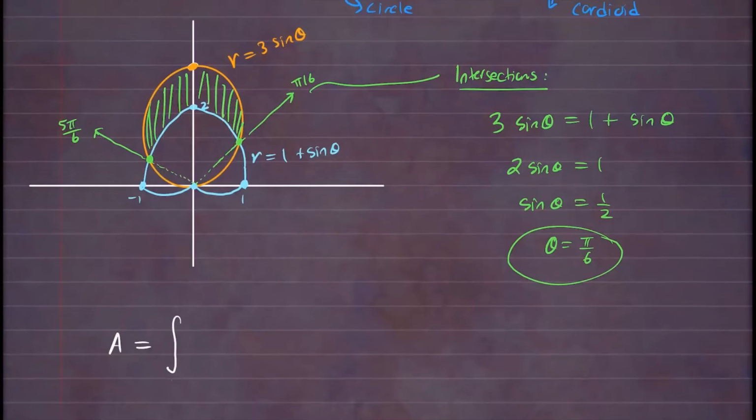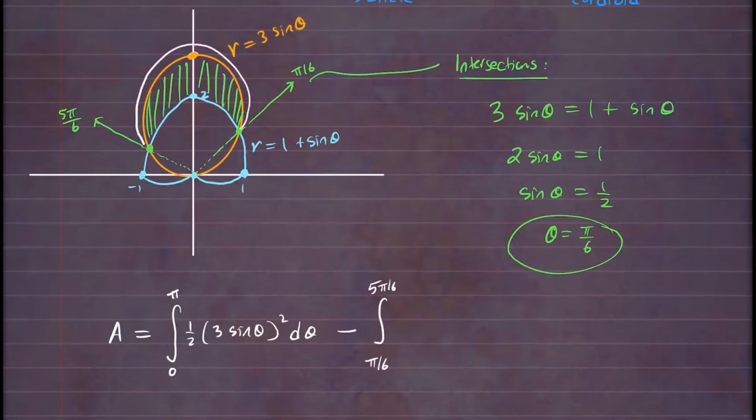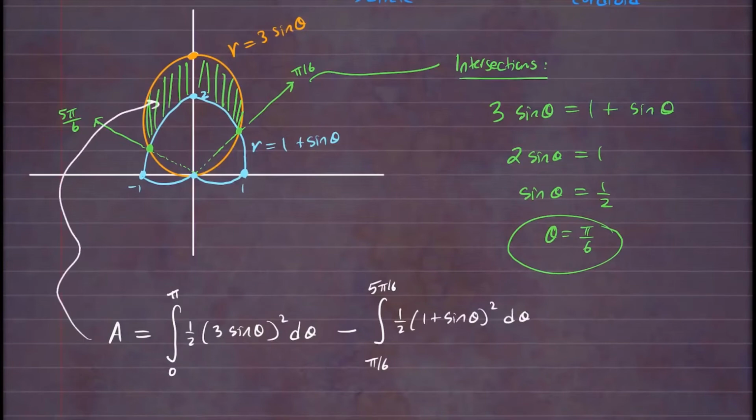So if I integrate from 0 to pi of the circle, so this is 1/2, the circle has the equation 3 sine theta squared d theta. And I take away the area of the cardioid, which will start from pi over 6 all the way to 5 pi over 6, because that's where it starts and it ends right here, and integrate 1/2 of r squared of that. So this is 1 plus sine theta squared d theta. That gives me exactly what I want. So this will give me that region.